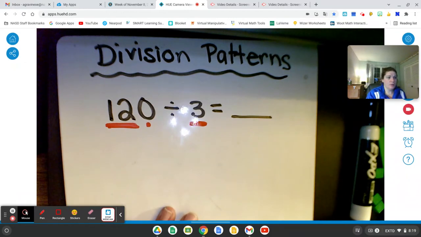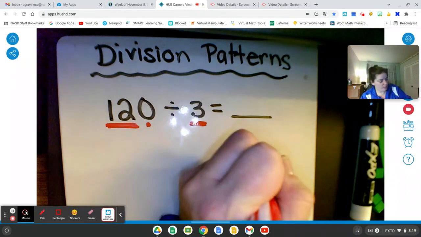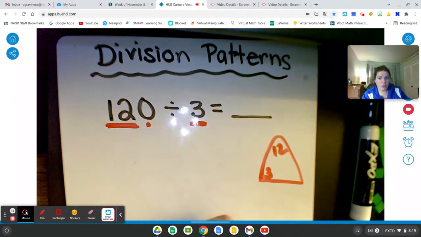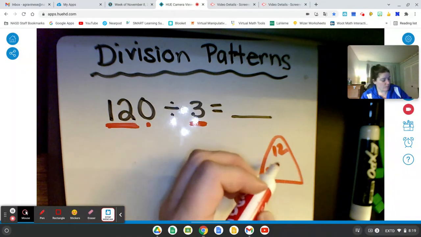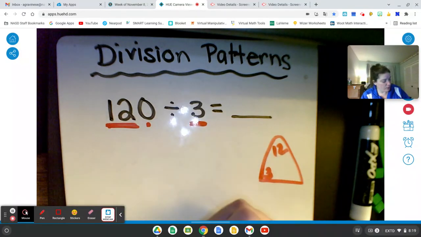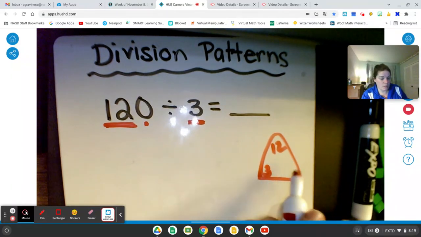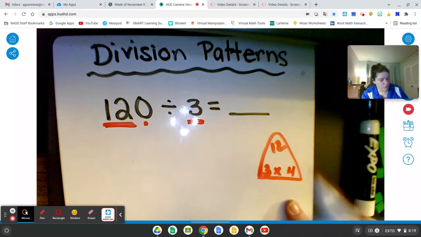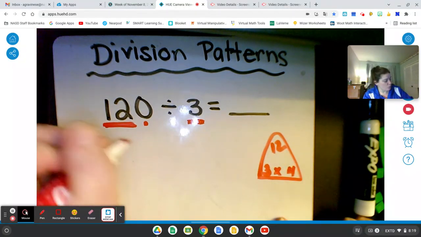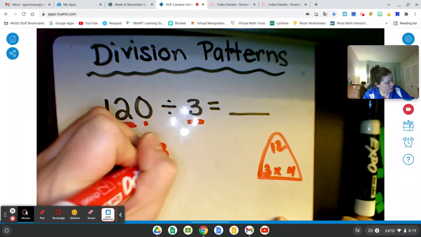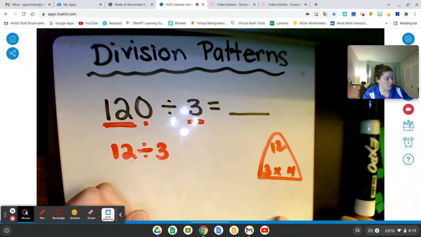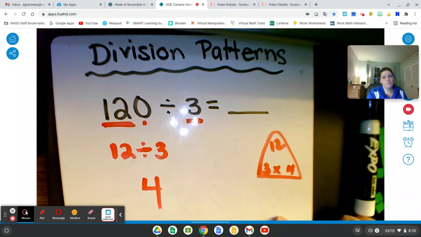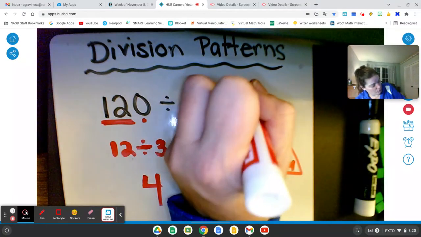12 and 3, they're part of my fact family. If I think of fact families with division and multiplication, and I have 12 and 3, and I'm dividing 12 and 3, I can think of, well, 3 times what gives me 12? Aha, 3 times 4 gives me 12. So 12 divided by 3 is a basic fact that I can use to help me divide this mentally. And 12 divided by 3 equals 4. So 4 is going to be part of my answer, or my quotient.